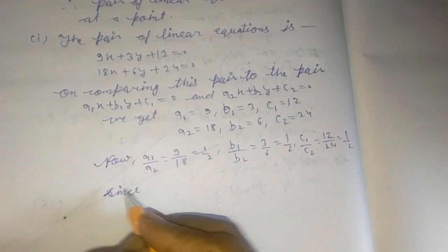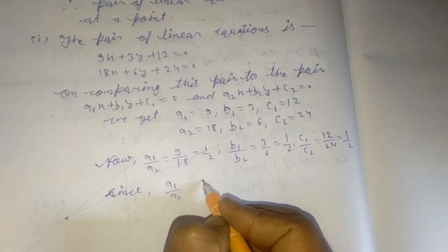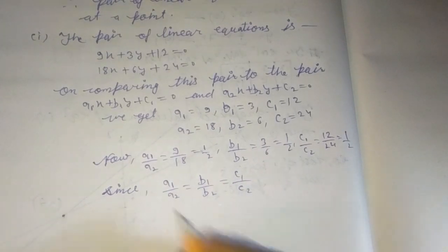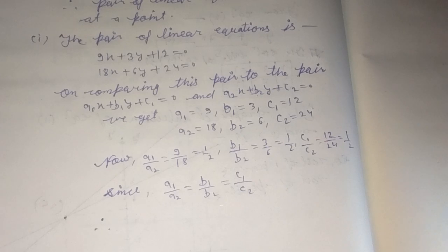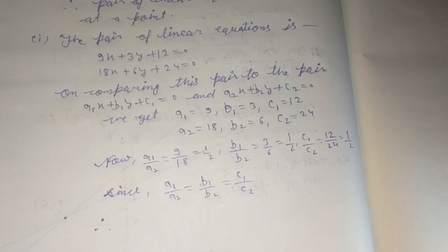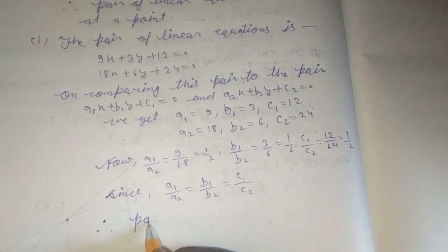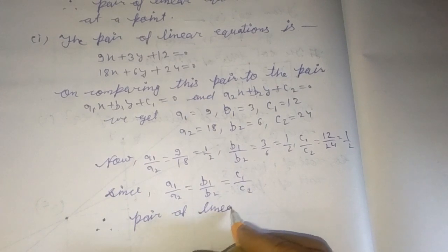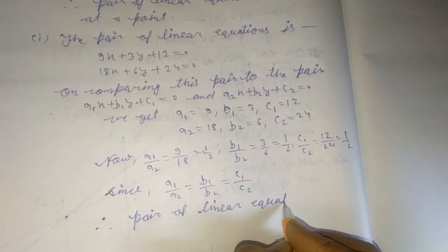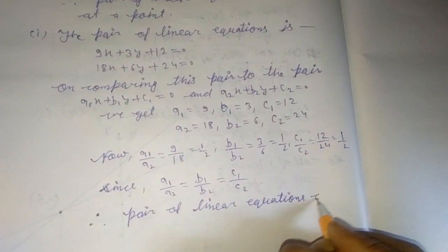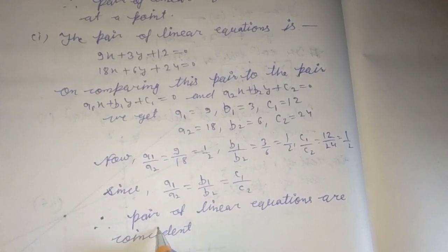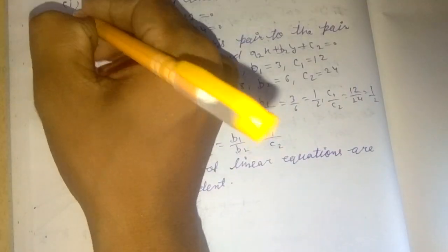since a1 upon a2, b1 upon b2, c1 upon c2, these three are equal, therefore we write pair of linear equations are coincident. Okay, this is the second.